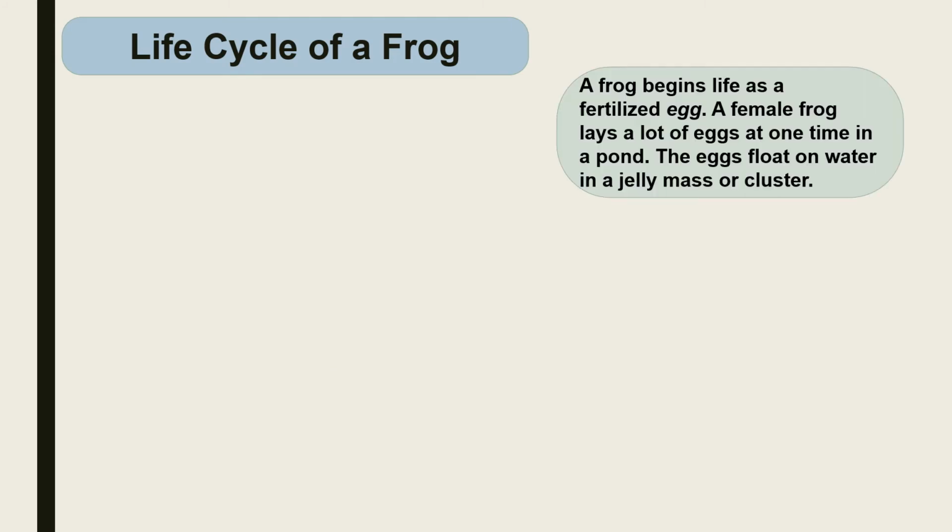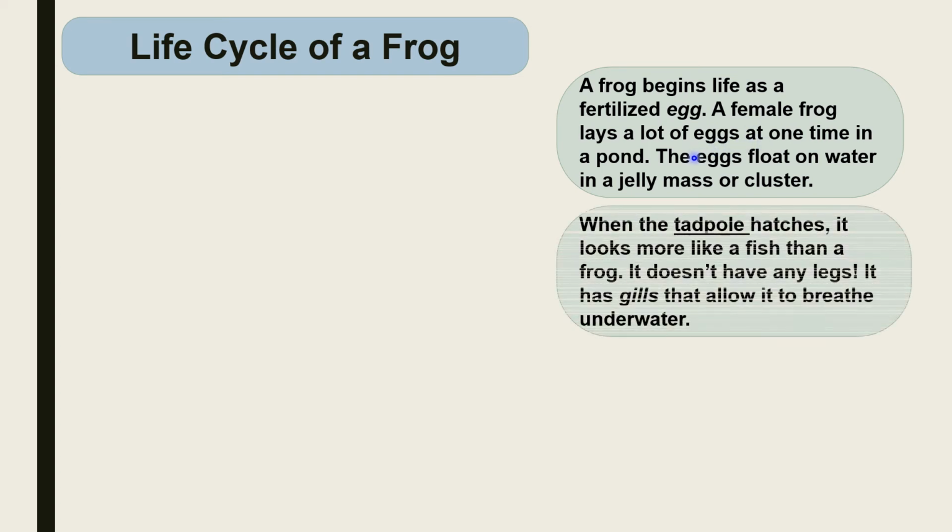So this is the life cycle of frog. Frog is an example of incomplete metamorphosis where first, a frog begins its life as a fertilized egg. A female frog lays a lot of eggs at one time in a pond. The eggs float on water in a jelly mass or cluster. When the tadpole hatches, it looks more like a fish than a frog. It doesn't have any legs. It has gills that allow it to breathe underwater.